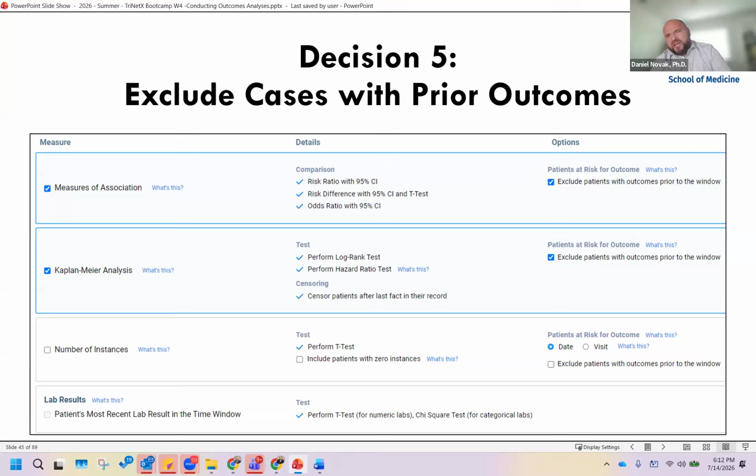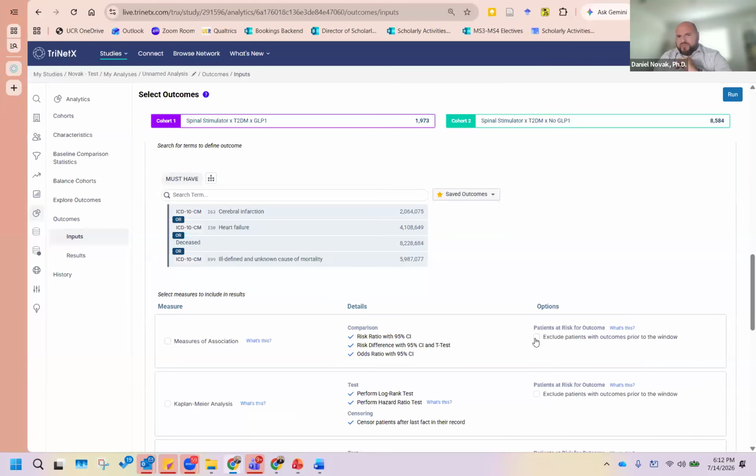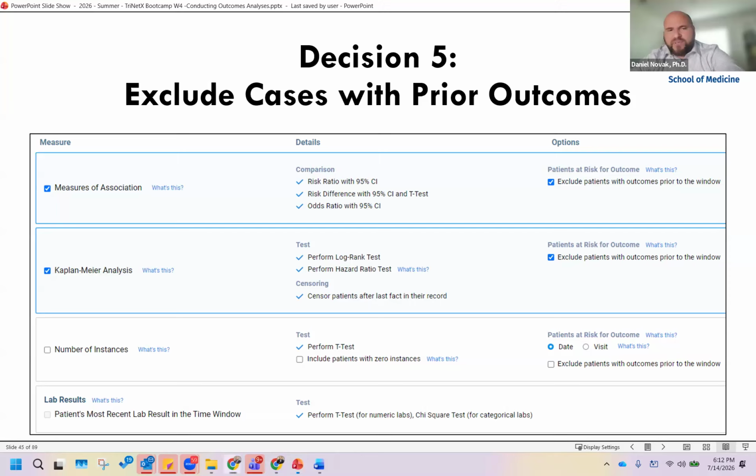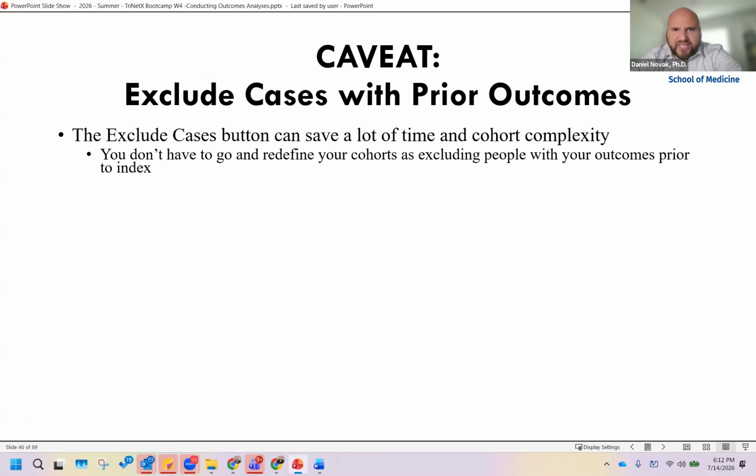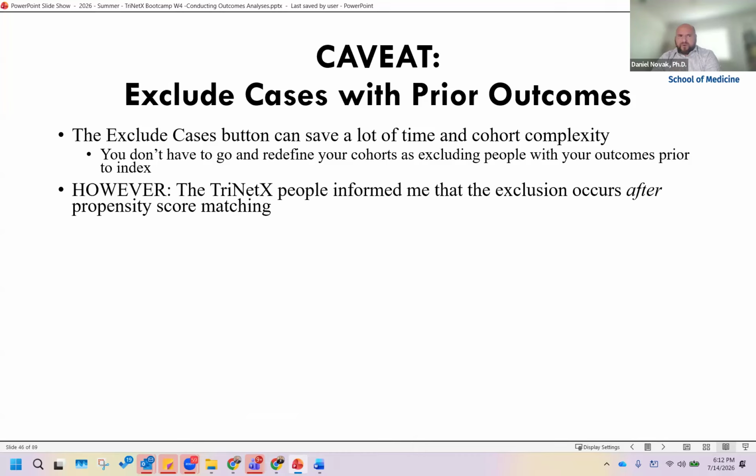And this is an enormous time saver because then you don't have to go back into your cohort and exclude anybody with type 2 diabetes before your key index event moments. But there's a trade-off that comes with this. When you check this box, the TriNetX people informed me, and I thought this was very interesting, as I was saying, you don't have to go back and redefine your cohorts.